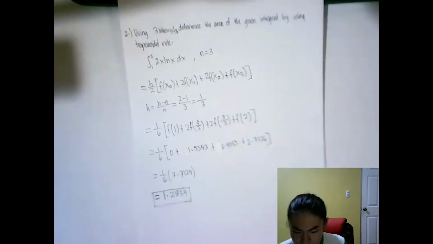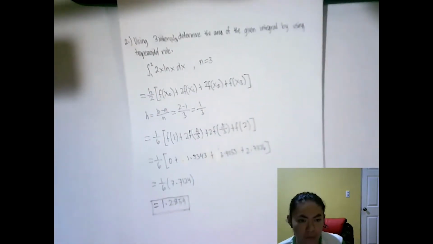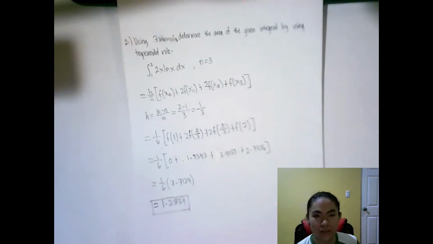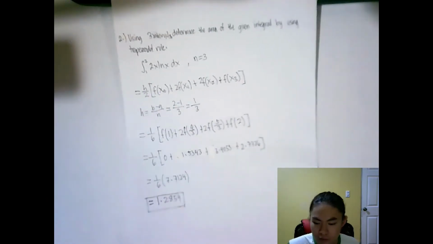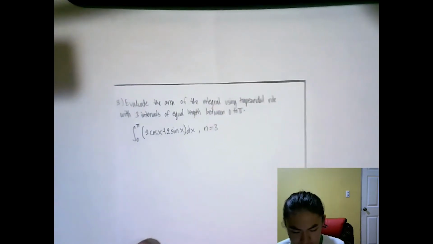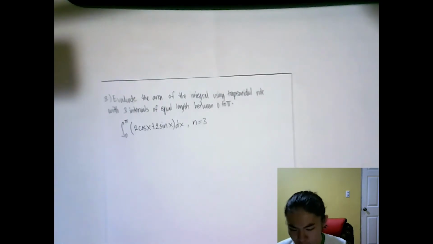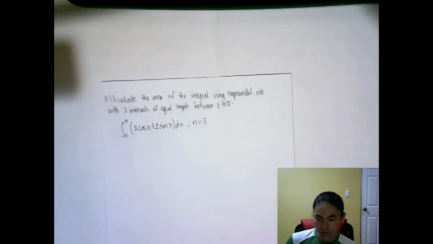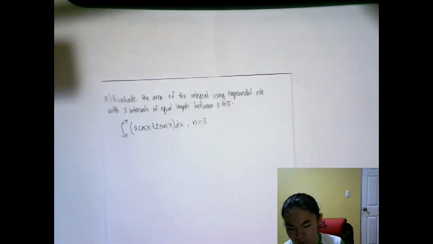Okay, so now meron na tayong dalawang practice problem sa ating trapezoidal rule. So next naman, meron tayong last example here para mas maintindihan na kung paano nga ito kinukuha. Kasi sa totoo lang ay napakadali lang talaga. So for problem number 3, evaluate the area of the integral using trapezoidal rule with 3 intervals of equal length between 0 to pi. So now, meron naman tayong integral with lower limit 0 and upper limit pi 2 cosine x plus 2 sine x dx.